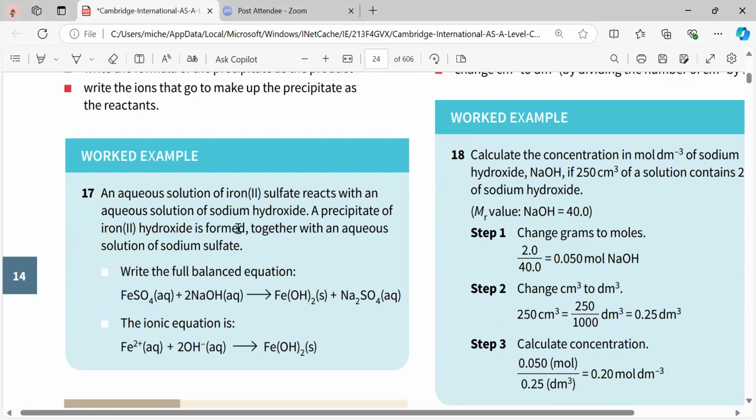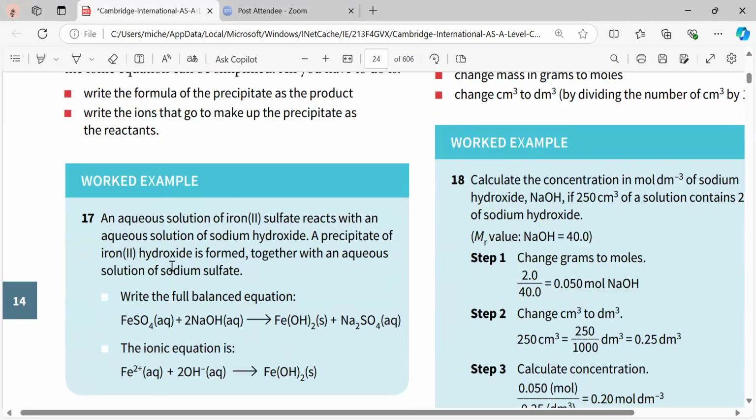So an aqueous solution of iron 2 sulfate reacts with an aqueous solution of sodium hydroxide. A precipitate of iron 2 hydroxide is formed together with an aqueous solution of sodium sulfate. So right here we have the full balanced equation. And now this is the ionic equation.